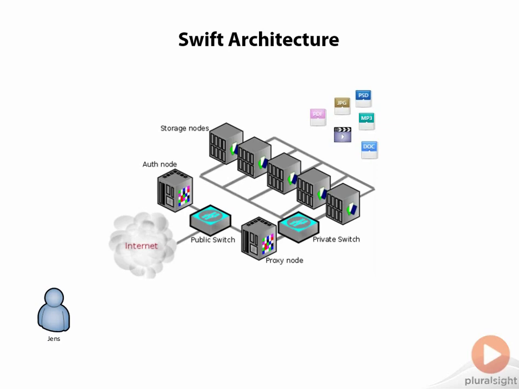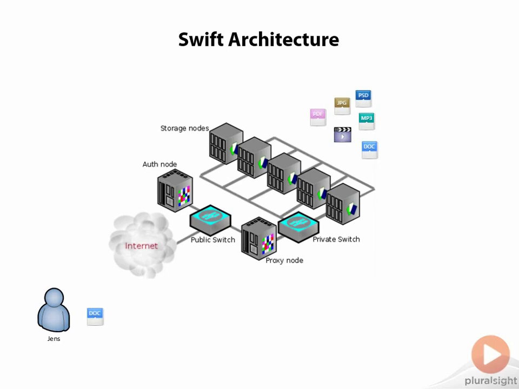The reverse is true for request nodes as well. In the case that you request a document, it's pulled through the proxy node, pieced together, and then presented to Jens as a single doc file just as if he remembered storing it in the first place.